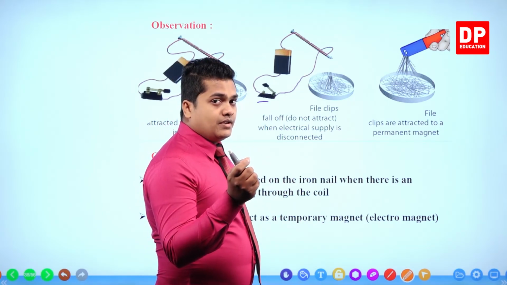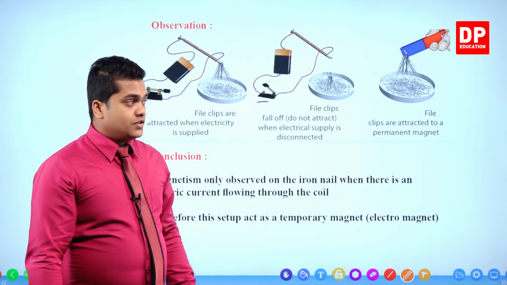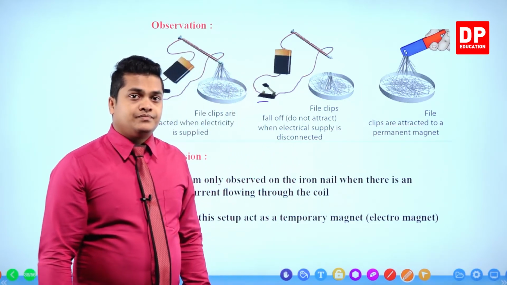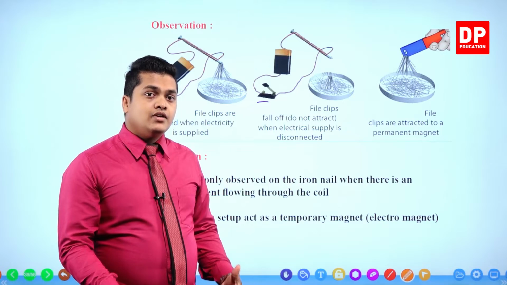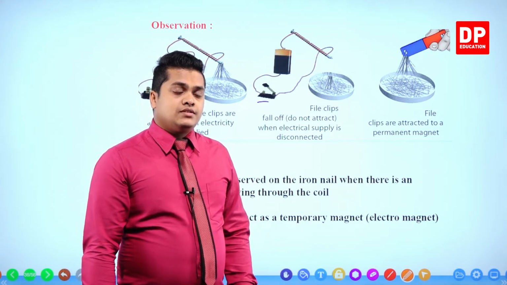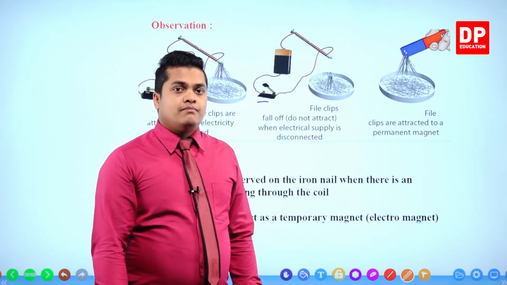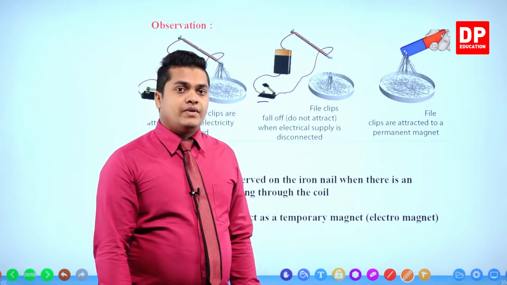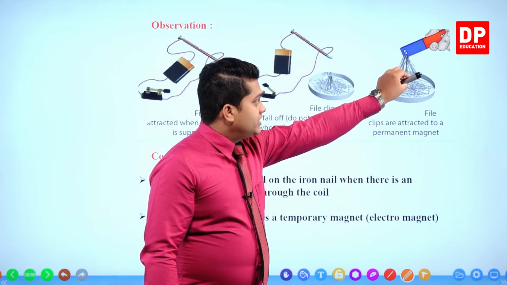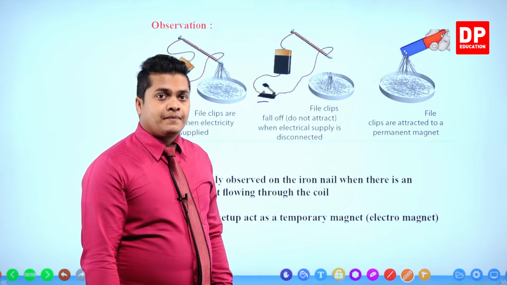You can see by keeping that magnet what happens to the file clips. Here you can see that file clips are attracted to a permanent magnet. We discussed that part at the very beginning of our lesson. File clips have magnetic properties, so they will definitely be attracted to a magnet. When you take that permanent magnet and keep it on the file clips, they will definitely be attracted to the permanent magnet.